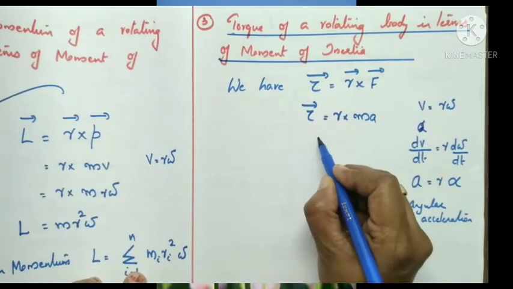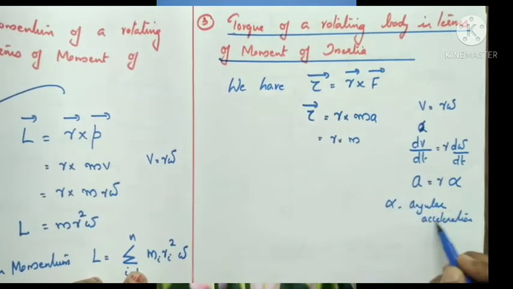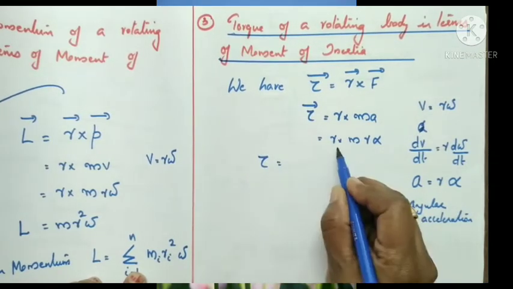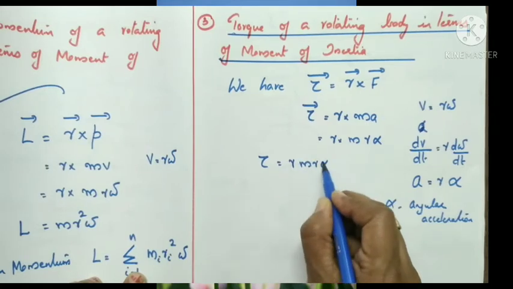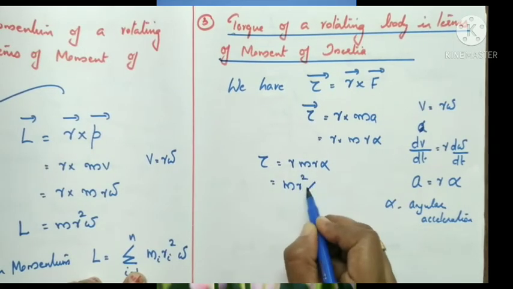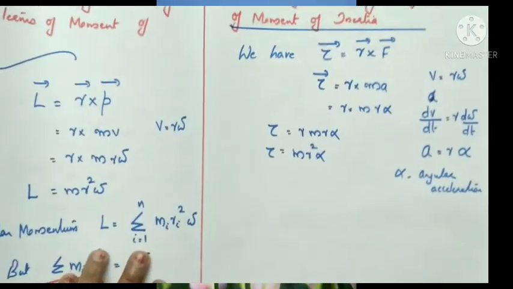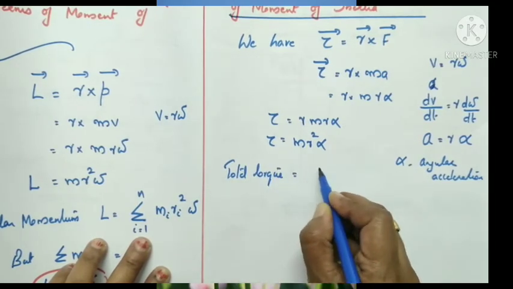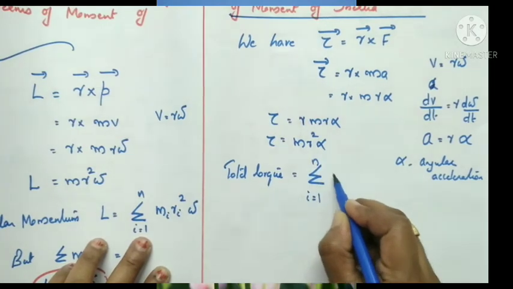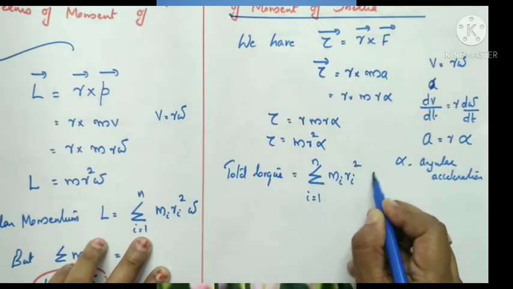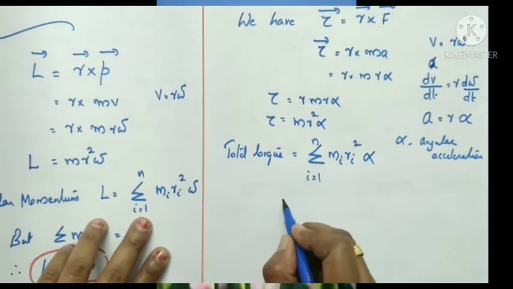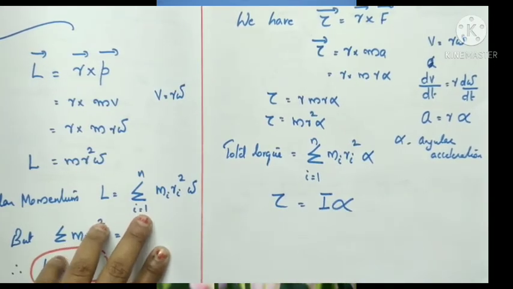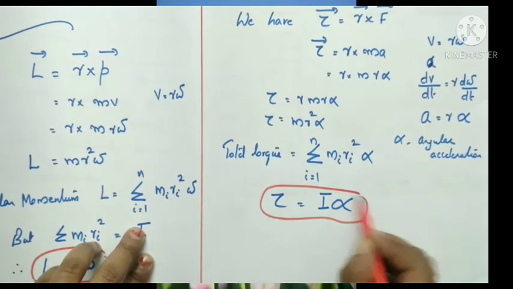Okay, so here we can write tau equals r into m into acceleration. What is acceleration? r alpha. So torque tau equals r into mr into alpha, which can be written as m r square alpha. This is the torque corresponding to a single particle. So how will you find the total torque? We can summate, i equal to 1 to n, m_i r_i square into alpha. What is sigma m_i r_i square? That is moment of inertia I. So torque tau equals I alpha. So the relation between torque and moment of inertia is tau equals I alpha.